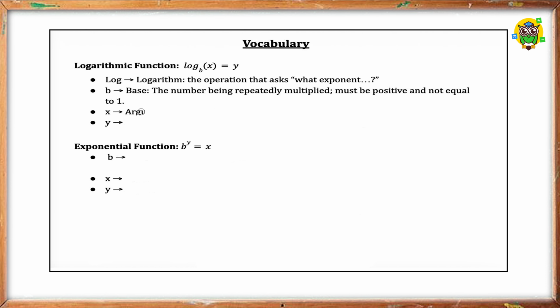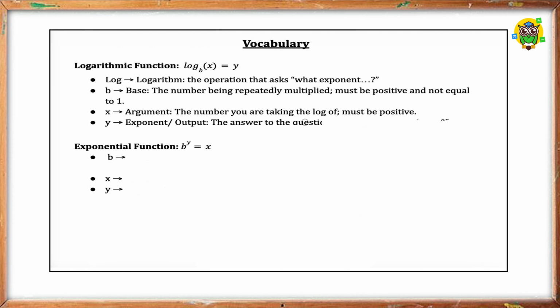x is our variable, which is our argument in this case. The number you are taking the log of must be positive. y is our exponent, otherwise known as output, the answer to the question, what power of b gives x?